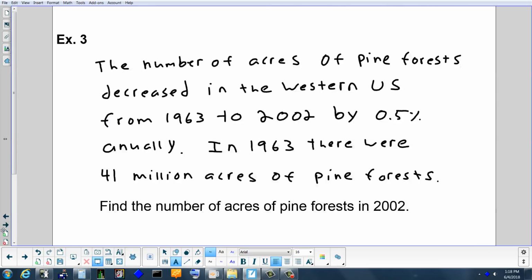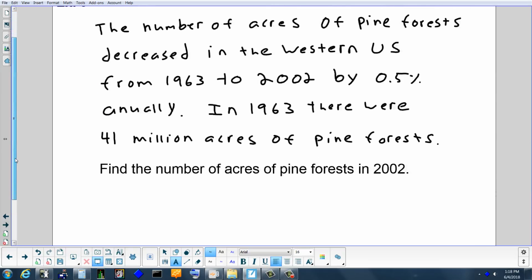Alright. So example 3. I think you guys have this written down, right? The number of acres of pine forest decreased in the western U.S. from 1963 to 2002 by 0.05% annually. In 1963, there were 41 million acres of pine forests.